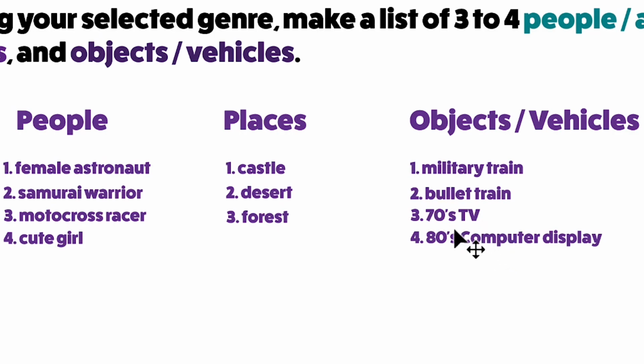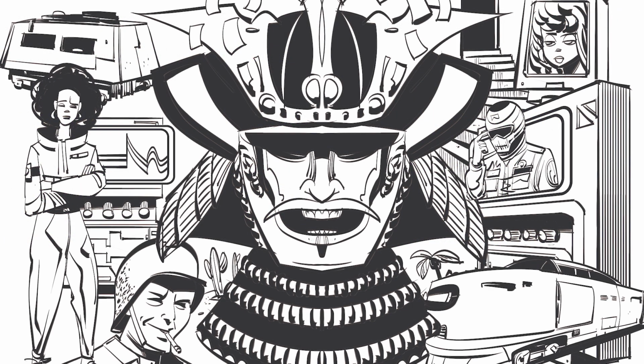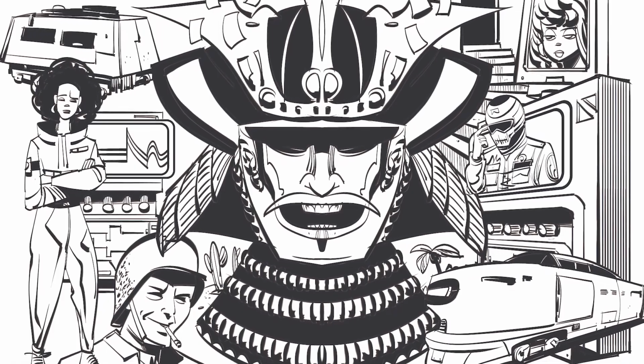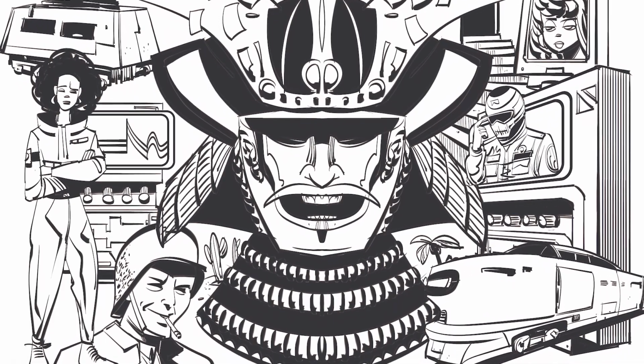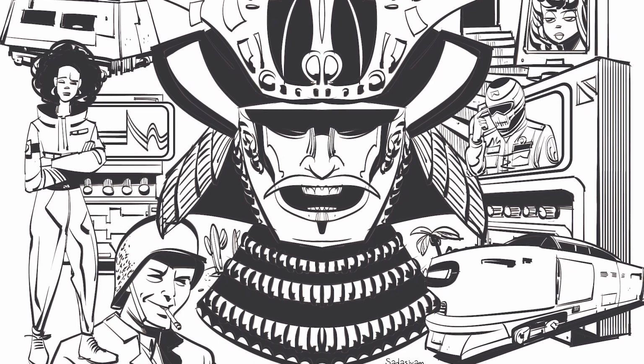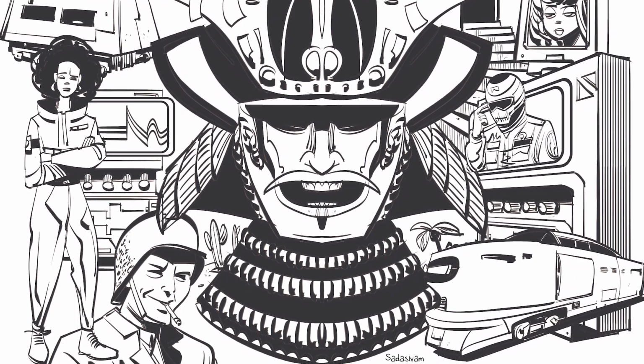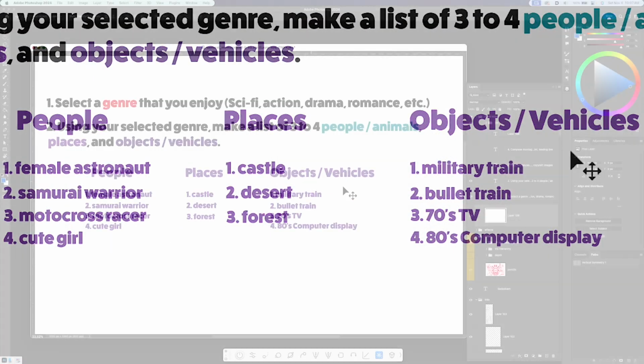And I picked 70s TV set and 80s computer display. I picked a couple of general locations, castle, desert, forest, and then the people. I've picked female astronaut, samurai warrior, motocross racer, cute girl. These are just the things that I want to draw. And you have to be descriptive. You want to think about how old or how young is this person that is going to be in this particular imaginary story that we're weaving in our heads.